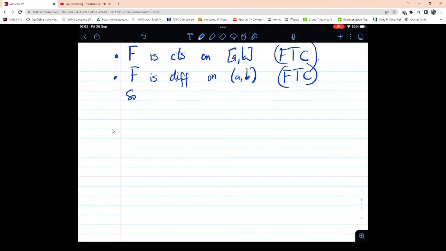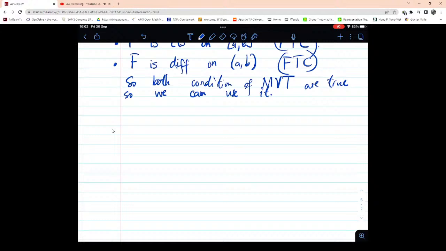So what it means is both conditions of the MVT, of the mean value theorem, are true, right? So we can use it. Just to remind you what the theorem says, so you can go and look it up, it's in the appendix. So 8.1.9 MVT.